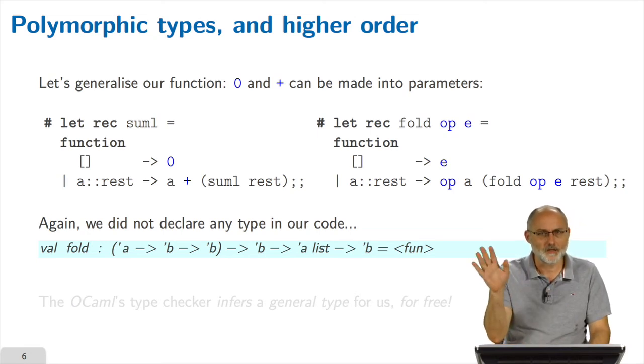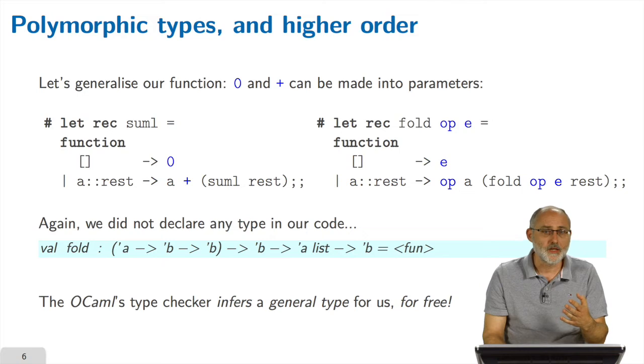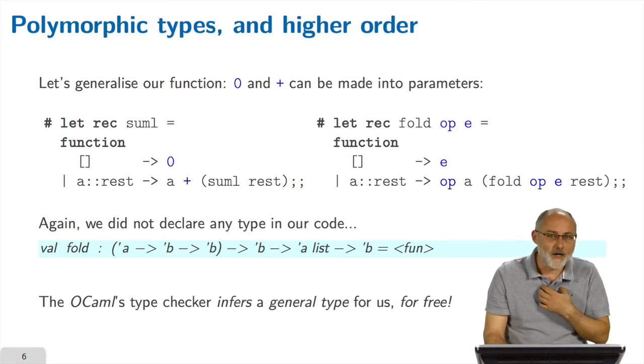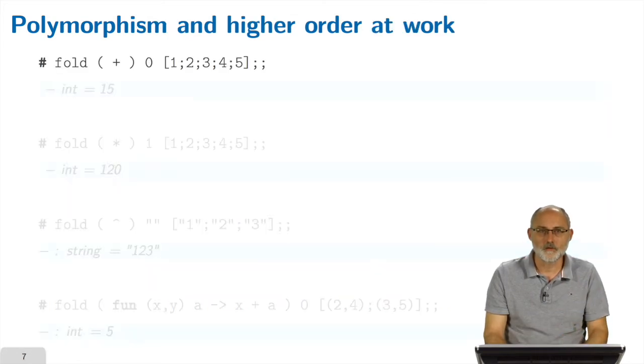This will become clearer over the course, but what is important is that this is actually the most general type one can give to this function, and the OCaml type checker just inferred it for us, the most general type, for free. We had nothing to do to get it. And once you have a function of this general type, you can apply it to many different situations without changing the code. So let's do it.